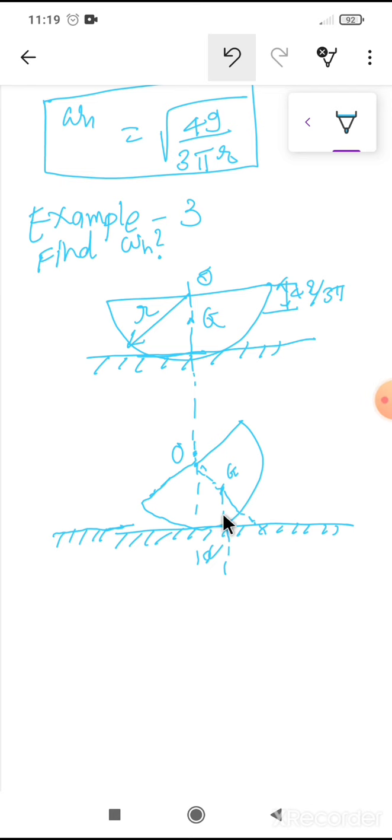So here similarly the weight is acting in downward direction, that is mg, and it will give two components, mg cos theta and mg sin theta, in two directions, and similarly it will generate a torque in opposite direction, that is I theta double dot. So I will write directly the equation, that is I theta double dot plus mgx.